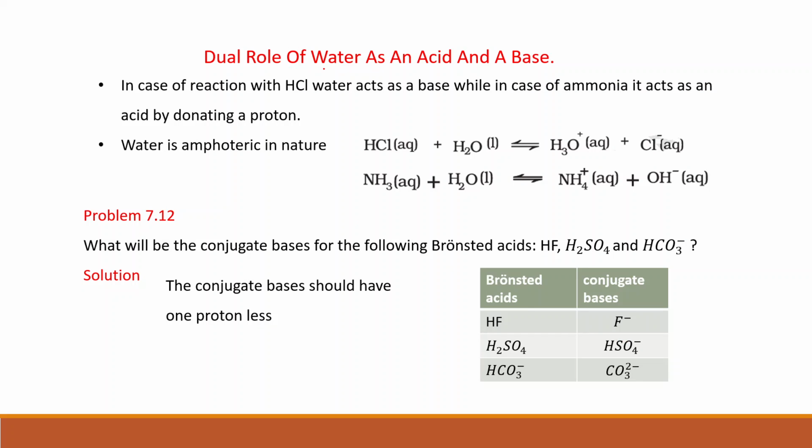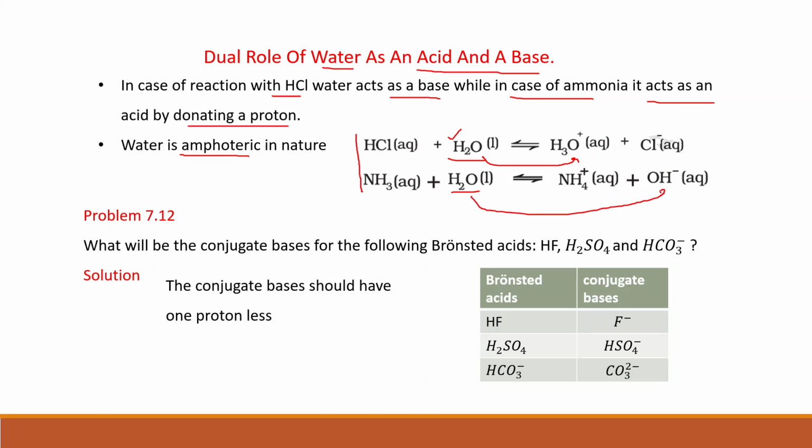Now, the dual role of water as an acid and a base. In the reaction with HCl, water acts as a base, while in the case of ammonia, it acts as an acid by donating a proton. So we can say water is amphoteric in nature. These two equations can be represented: in this case, H2O is converting into H3O plus by accepting a proton, that's why in this reaction it is a base, while in this case H2O is converting into OH minus ion by losing a proton, that's why this is an acid.